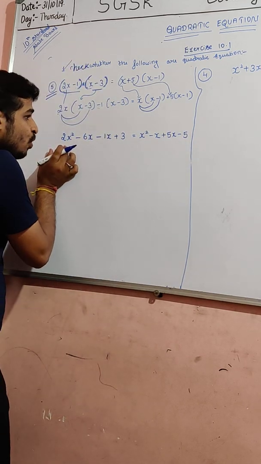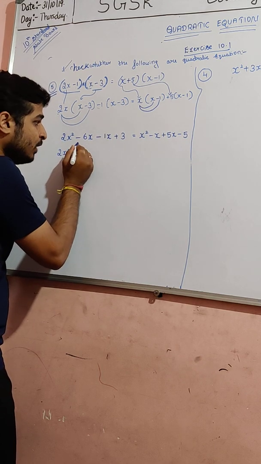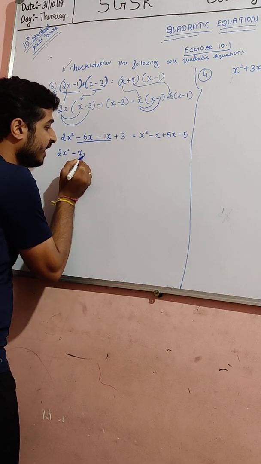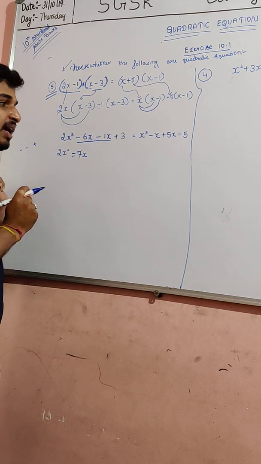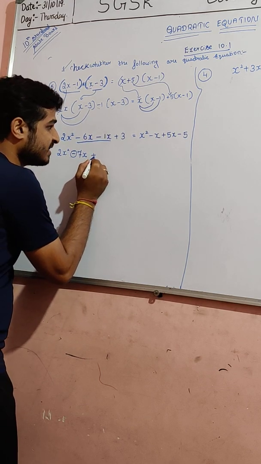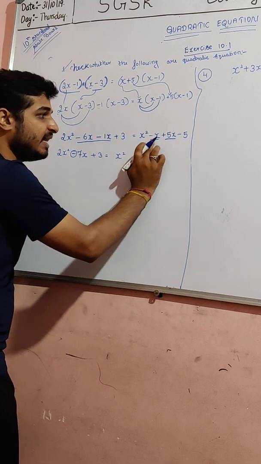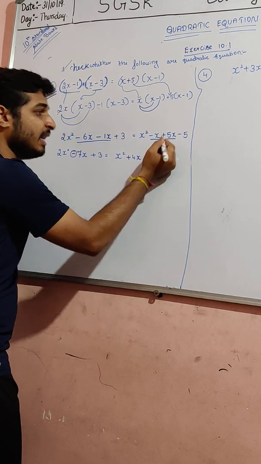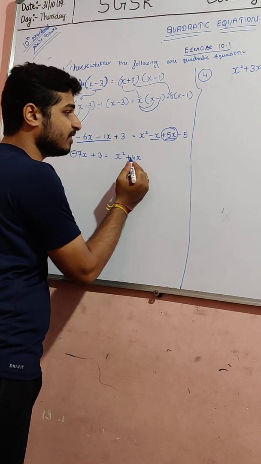Okay, students, now 2x square. So we will reduce this equation. So minus 6x minus x, it becomes minus 7x. Minus minus it should do plus, but you should put the sign as negative. Okay, negative. So now minus 7x plus 3 is equal to x square minus x plus 6. So minus x plus 5x, it becomes plus 4x. You should do subtraction, but which number is greater, that sign you should put. So plus 5 is greater, so plus 4x.